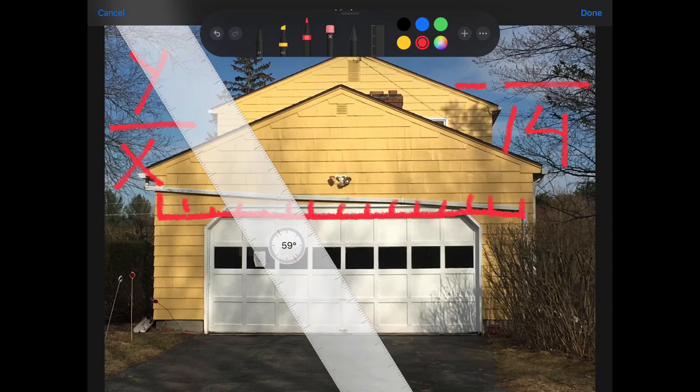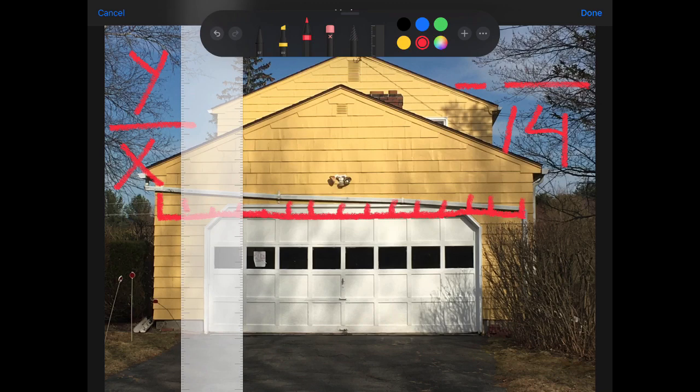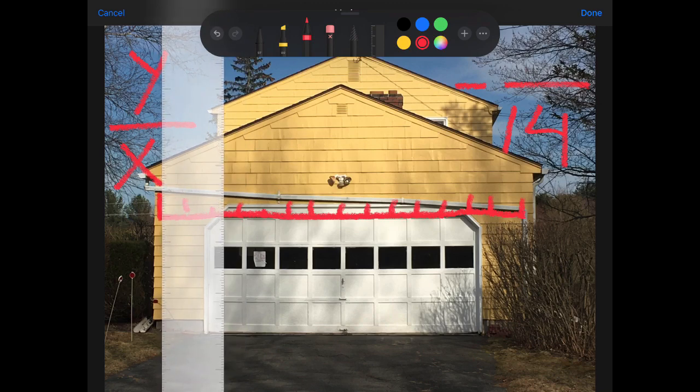Now I'm going to take my ruler and turn it to see how many units I am going up and down. And it's only 1 unit. So I'm going to put a 1 on the top of my division problem. Now it's time to divide to figure out exactly what my slope is.